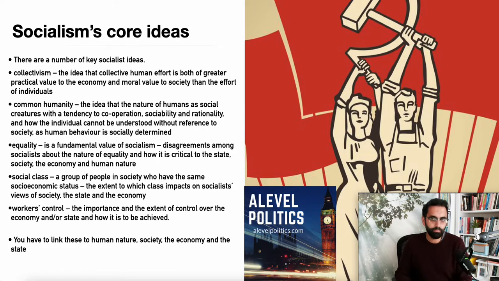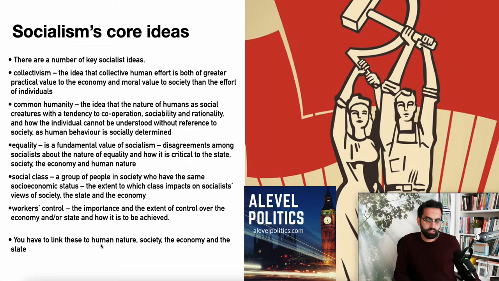But the exam board require you to know about socialism when it comes to the following key ideas: collectivism, common humanity, equality, social class, and workers' control. So you've got to know about these five socialist ideas, and you've got to know how these five ideas link to human nature, society, the economy, and the state. The typical questions you would get for socialism would be, for example, to what extent do socialists believe in collectivism?